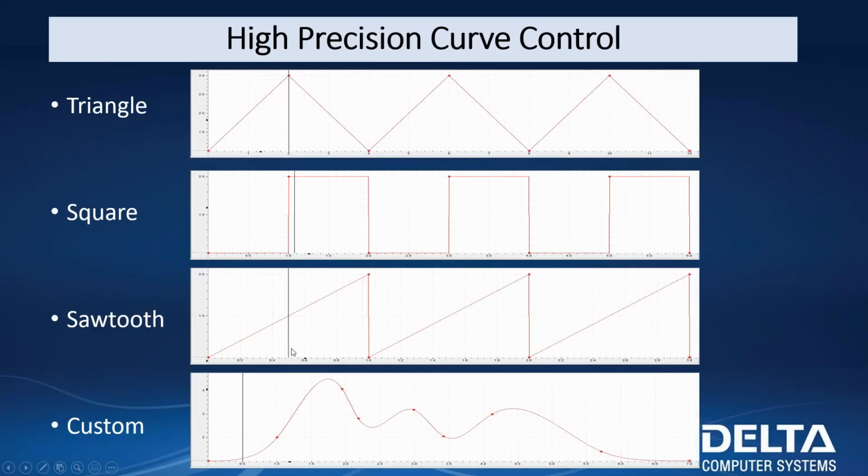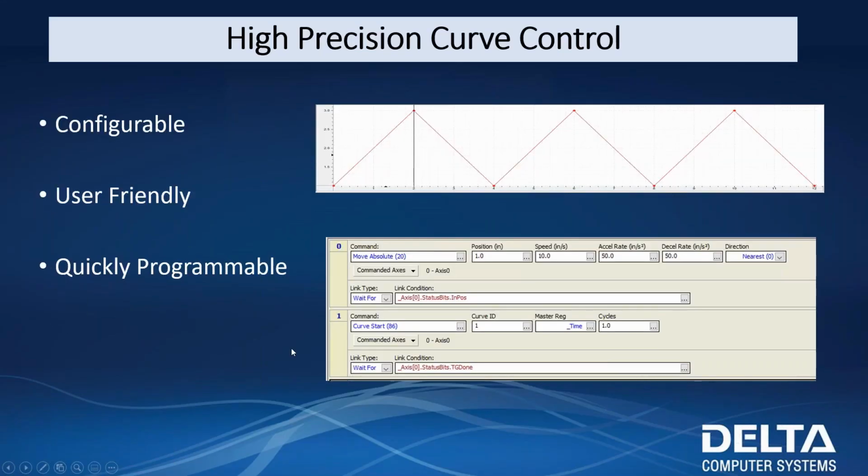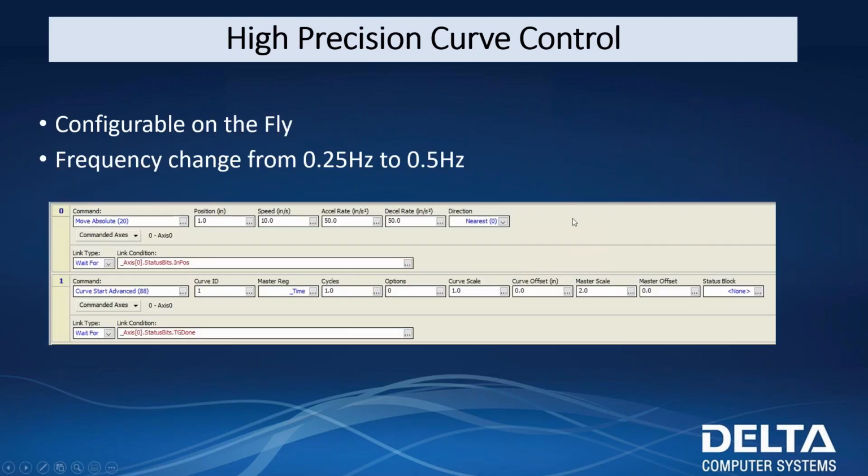Perhaps we would like to do a curve where we actually change our cycle time a little bit. Maybe I want to change my cycle time to something like this. I would like to be able to configure it on the fly, and I want to change my frequency from 0.25 hertz to 0.5 hertz. Something like this, again, very accomplishable from RMC Tools.